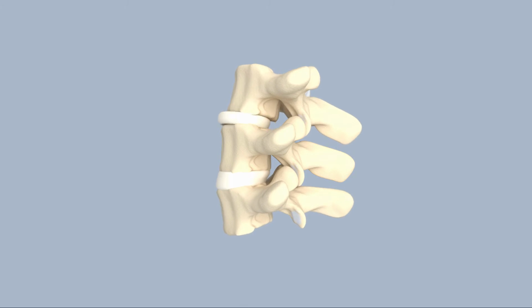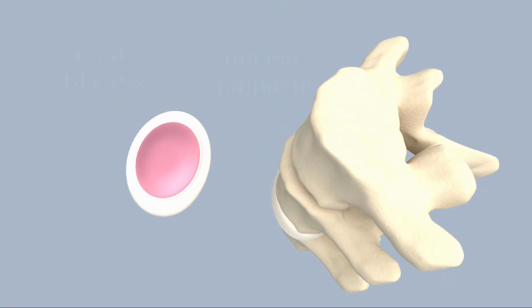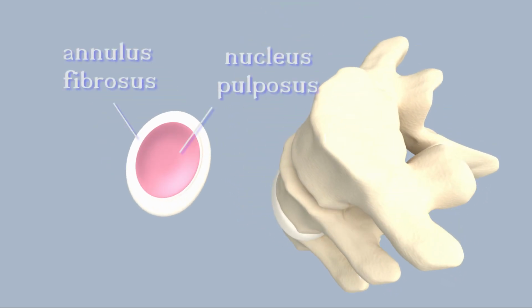Each disc is composed of a gel-like core, the nucleus pulposus, surrounded by a ring of fibrocartilage, the annulus fibrosus. The semifluid nature of the nucleus pulposus allows for compression and stretching, which absorbs shock between the vertebrae and allows for flexibility.